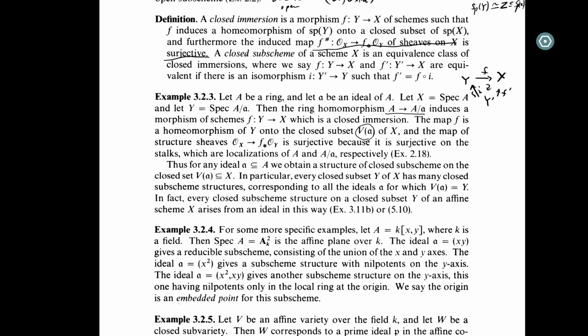And the map of structure sheaves is surjective because it is surjective on the stalks. More precisely, their stalks are just localizations of A at the point. If the point is P, a prime ideal of X, and for Spec A over a, the localization of the structure sheaf is just A quotient a, localized.